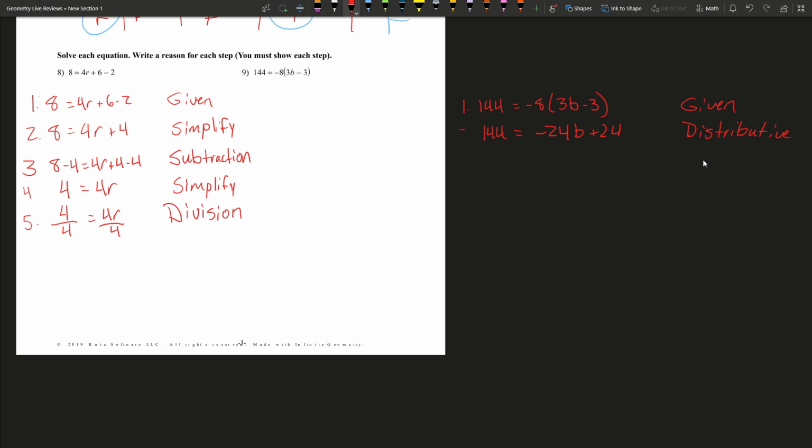Then I'm going to subtract 24 from both sides. When we do that, we get 120 is equal to negative 24b. So we can subtract because of subtraction. And then we simplify. Then we can divide negative 24 from both sides. We can do that because of division.